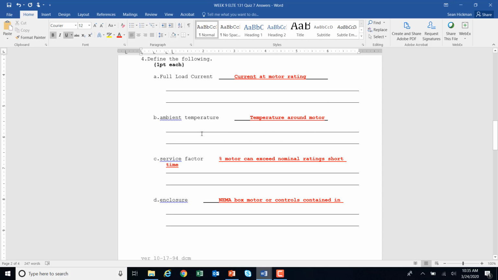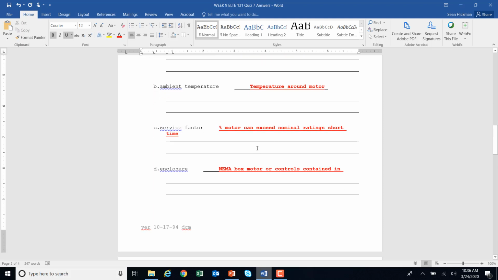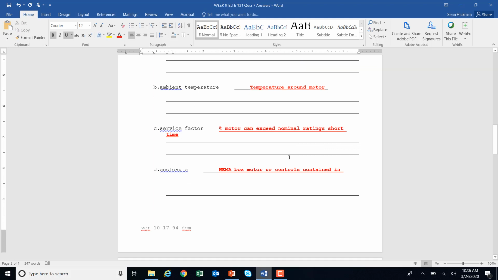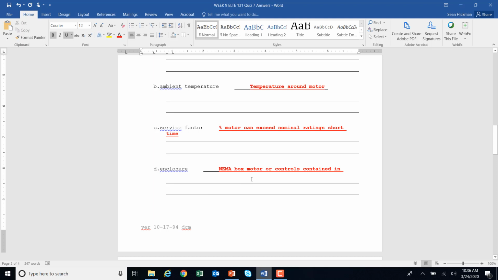Ambient temperature is the temperature that's surrounding the motor. It could be that it's just working in a cool or a warm environment, or that it's enclosed in a box. And put in a box, the temperature is going to go up. Service factor. The motor can exceed this nominal rating for the full load current for a short amount of time. Sometimes you just have a 1.0 motor where it really shouldn't exceed that full load current, but sometimes you have maybe a 1.25 motor, where for a few minutes it could actually exceed that much current. You would set up and size your thermal overload accordingly. An enclosure would be the name of the box that the motor controls are in.